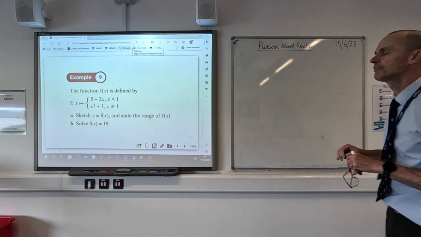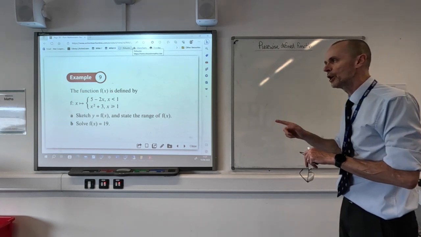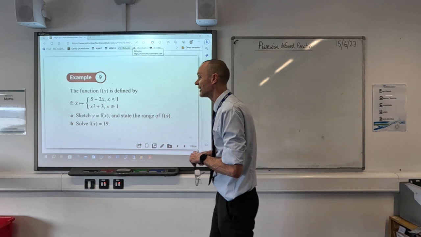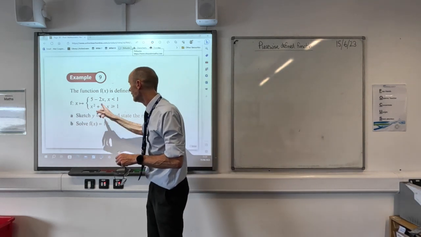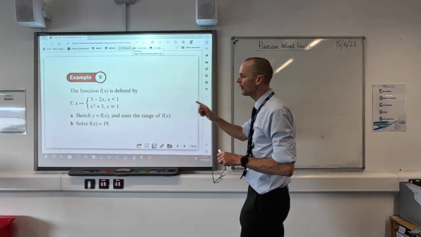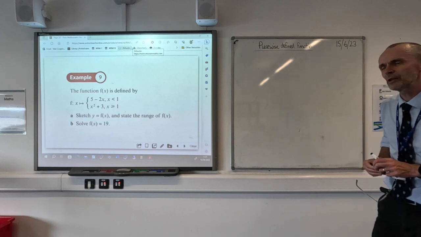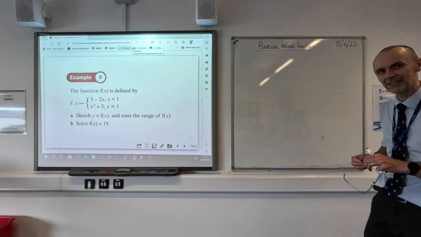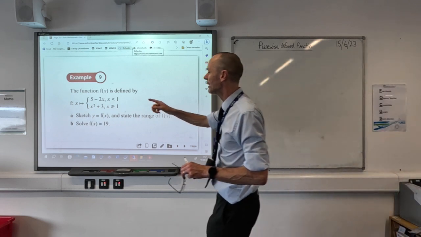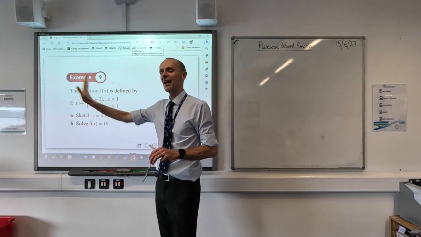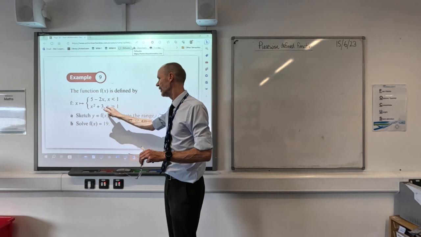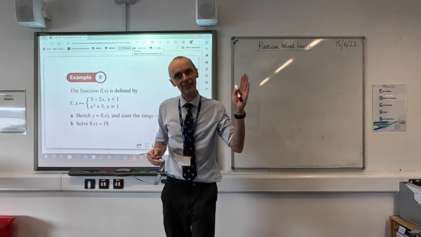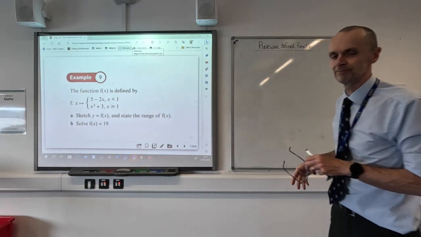And it's important to note that if x is actually equal to 1, this rule applies. So go on, have a go at sketching that function. So basically you've got to sketch the two functions on one set of axes, but this one only applies that side of x is 1, and this one only applies that side of x is 1. Have a go.